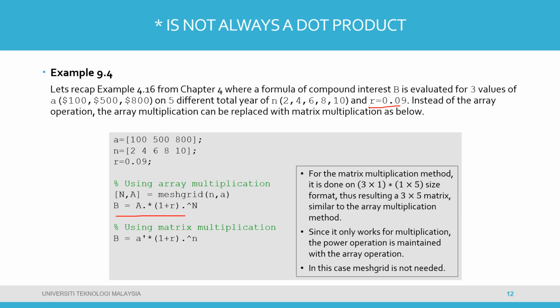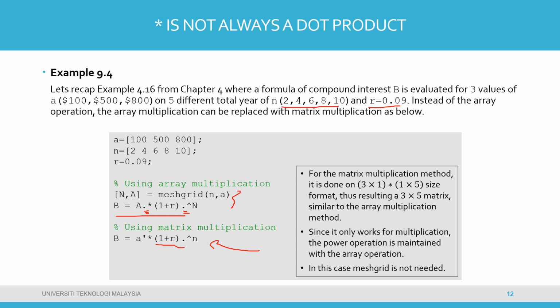So you have r is constant, and for this case n is multiple values, and you have to use a mesh grid. In chapter 4 you use mesh grid. Basically the mesh grid will create an array, and it will multiply using an array operation. Remember the dot. But instead of using array operation, you can simplify this code by using a dot operation.